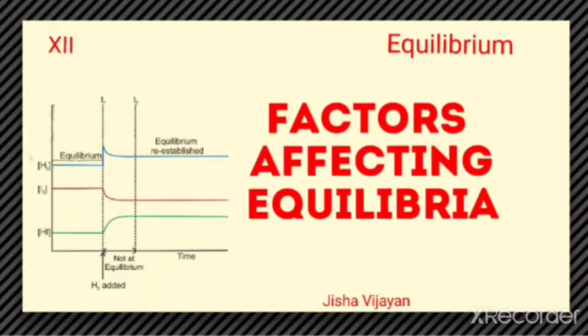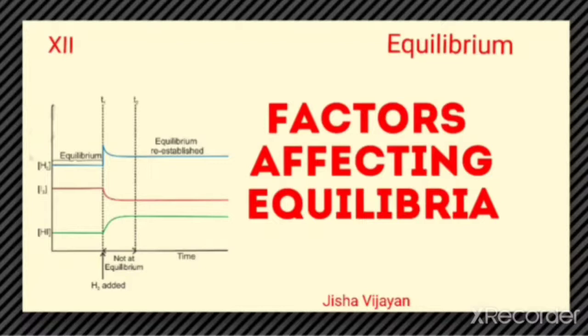Hello students, as we have learnt about the general properties of equilibrium, that is, the equilibrium constant is independent of the initial concentrations. But if a system at equilibrium is subjected to a change in the concentration of one or more reacting substances, or a change in the temperature or pressure, then the system is no longer at equilibrium. That means the equilibrium gets shifted in a particular direction, either in the forward direction or in the backward direction.